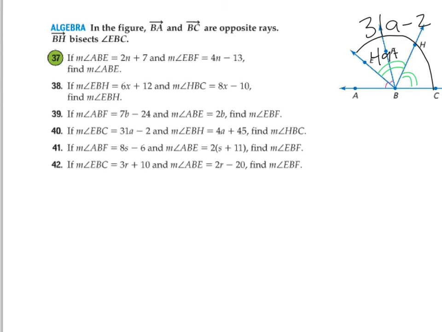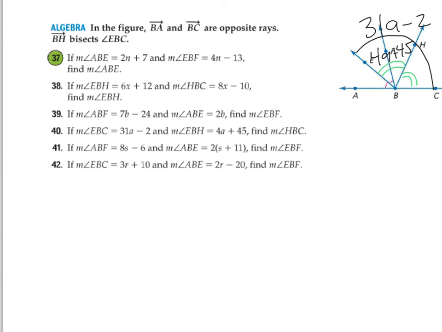4A plus 45. I hope you can read that. That says 4A. This says 4A plus 45. Okay. And then we're being asked to find the measure of angle HBC. Well, HBC is an angle with two green arcs, so it's the same as angle EBH, all right? So if EBH measures 4A plus 45, then HBC measures 4A plus 45.